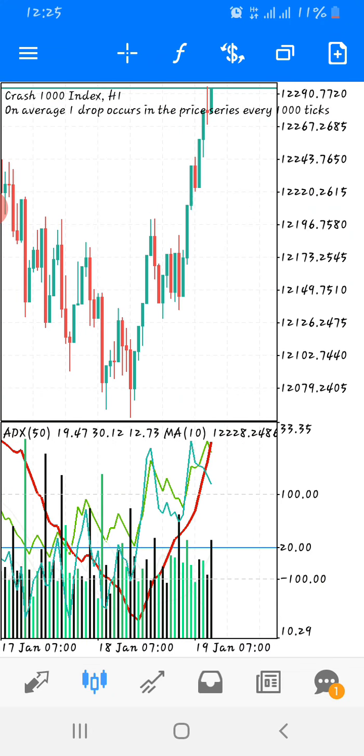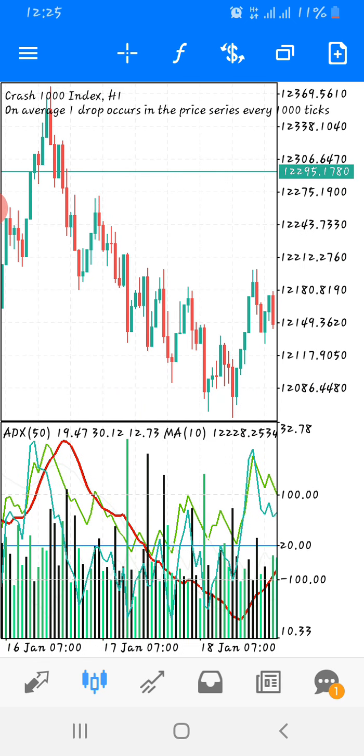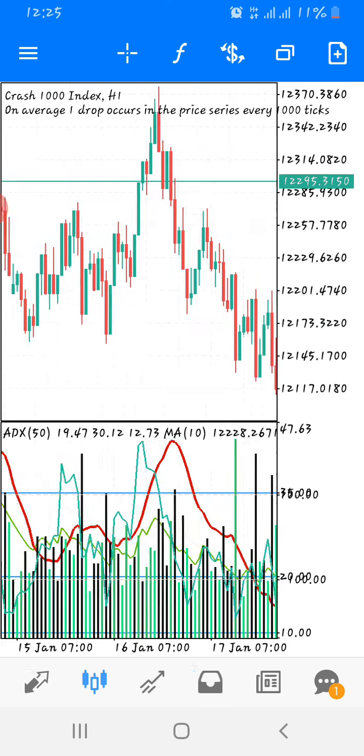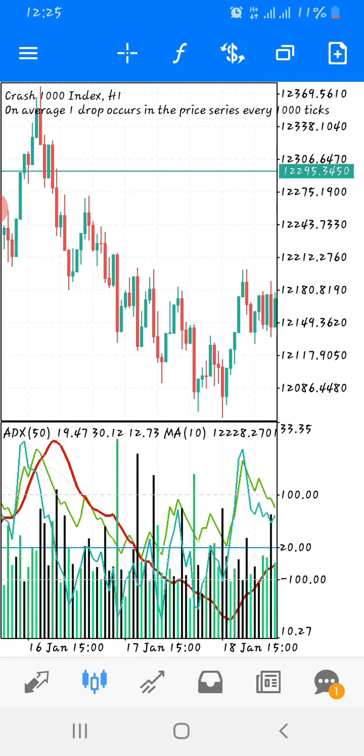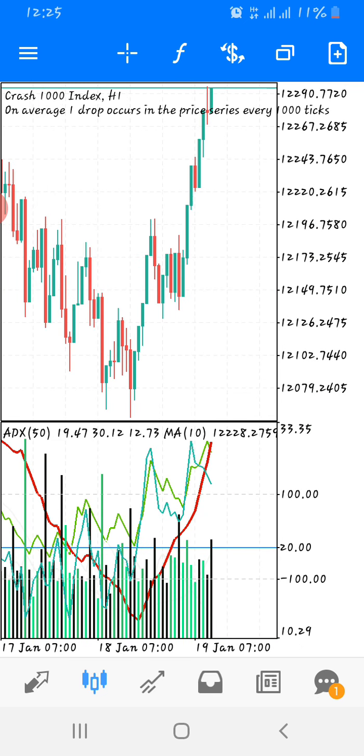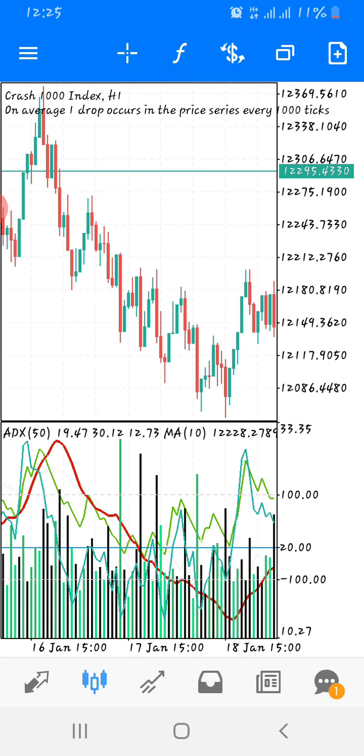Please don't go on a higher time frame because it will blow your account. If you have a small account, just use 1 and 15 minutes. It's okay for you. If 15 minutes can give you what you need, you can go higher to 30 minutes, so you won't blow your account.